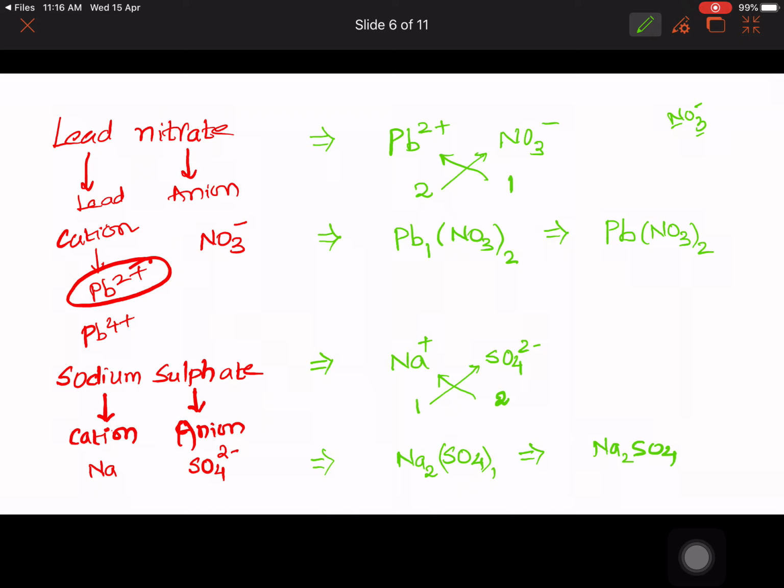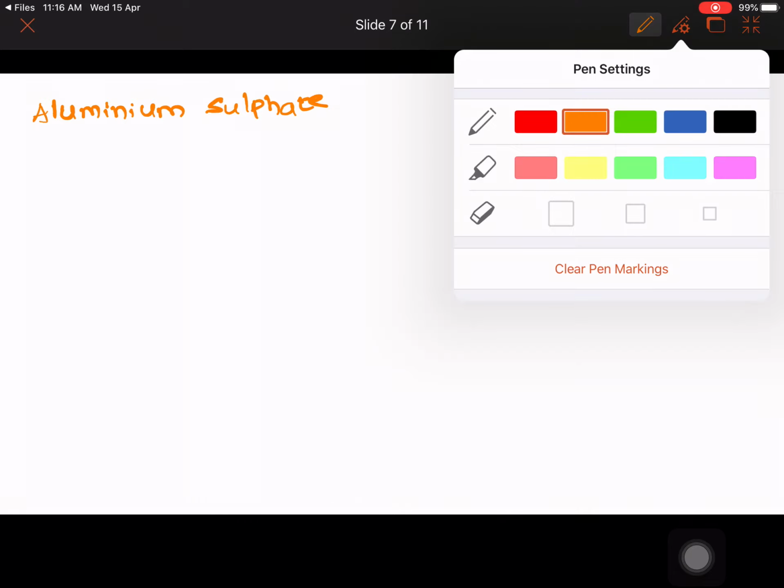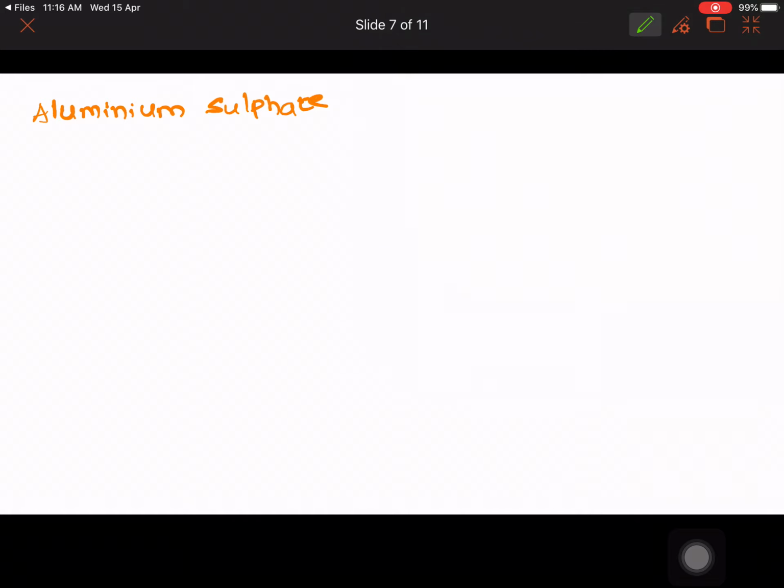Let's move on to the next slide. Some more examples. Aluminium sulfate. What is the formula of aluminium sulfate? First you should know that the symbol of aluminium is Al, and the symbol of sulfate is SO4 2 minus.